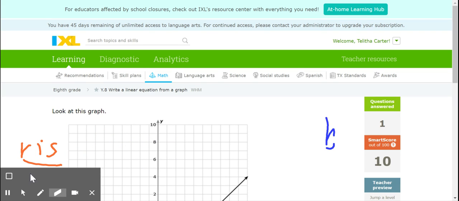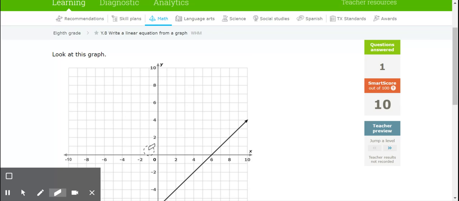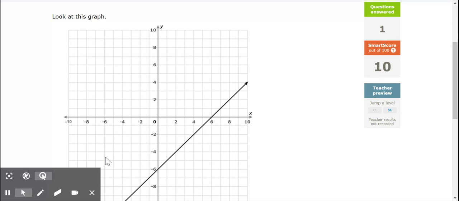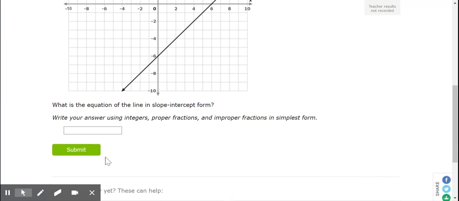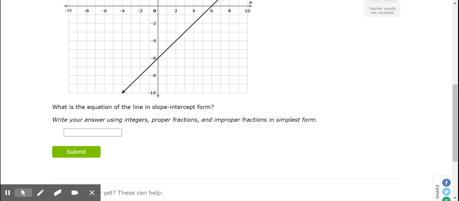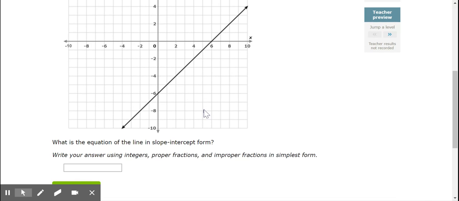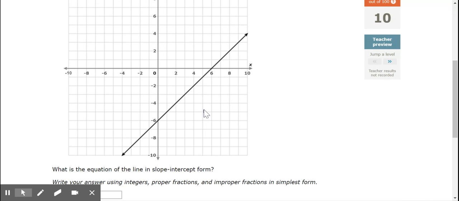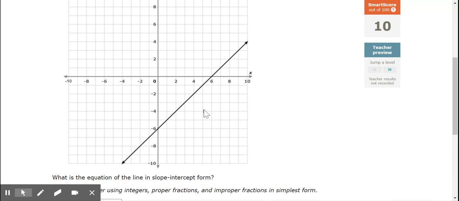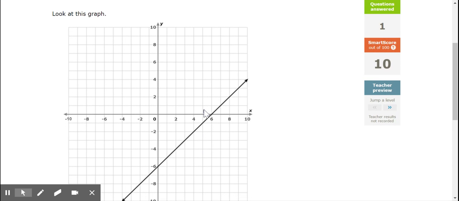So I'm going to do one more, just so y'all can have another example. So for this one, same thing. What is the equation of the line in slope-intercept form? Write your answer using integers and proper fractions and improper fractions in the simplest form.